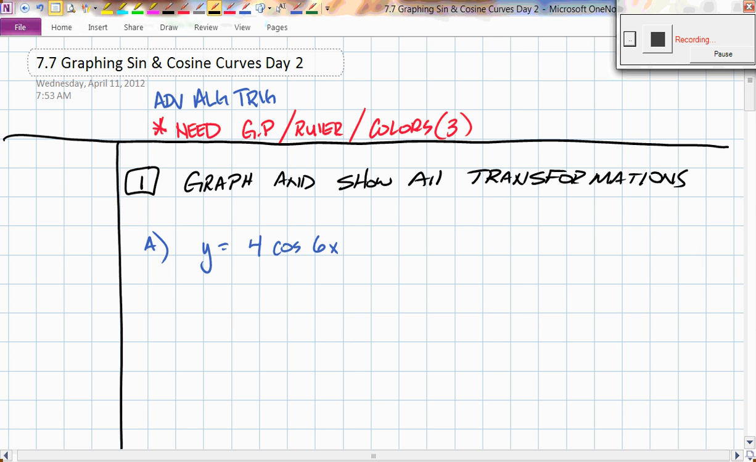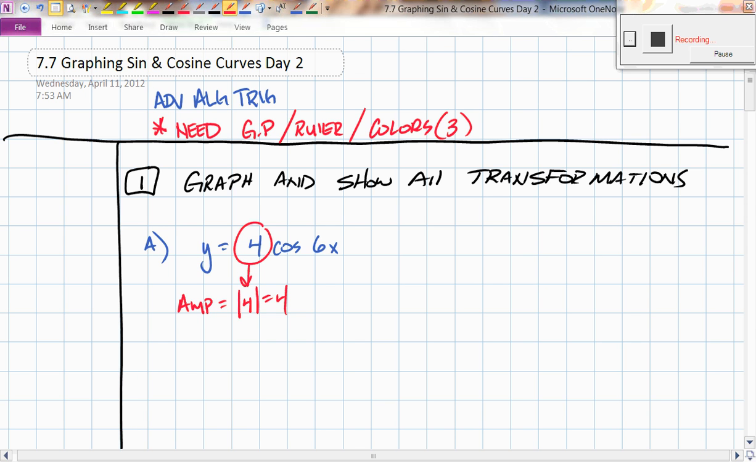Can anyone name the two things that are happening? Daniel, give me one of the things. Which one's the amplitude, the 4 or the 6? Yes, the 4. This part means I have an amplitude equal to the absolute value of 4, which of course is just 4.